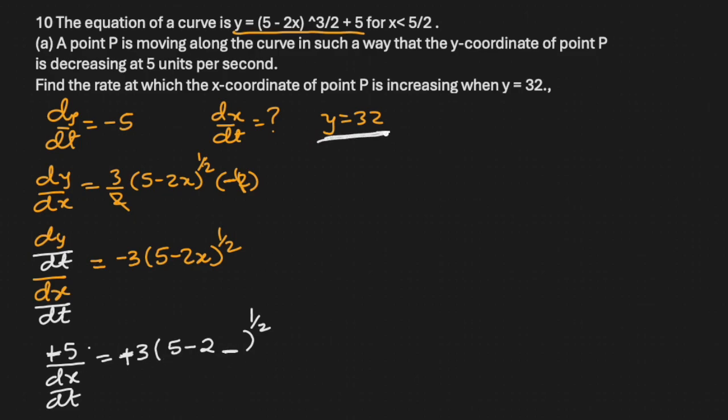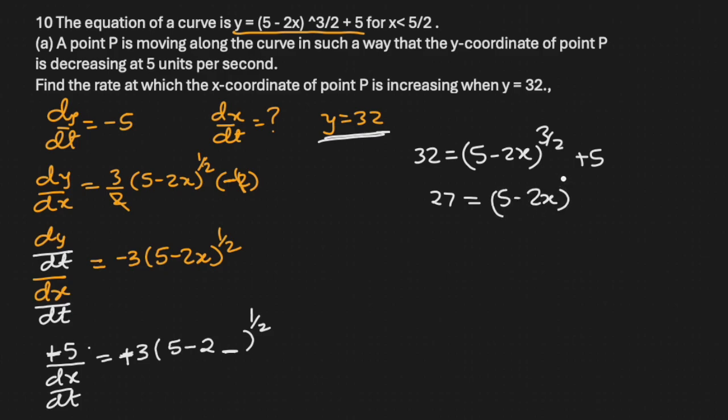We know y, but we don't know x. We can find the corresponding x coordinate when y is 32 by placing it in the main equation. So y is 32 equal to (5 minus 2x) to the power 3 over 2 plus 5. This 5 comes to the other side. 32 minus 5 is 27 equal to (5 minus 2x) to the power 3 over 2. Now our next target is to remove this 3 over 2. So I will give one exponent to both sides, 2 over 3.